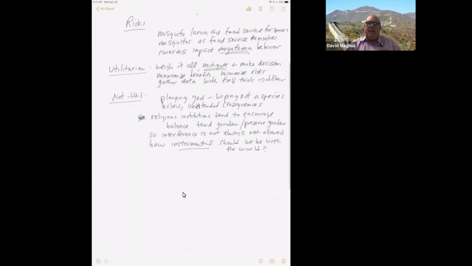So does wiping out a species cross the boundary to be unbalanced? Is there an intrinsic value to species? Those are all non-utilitarian kinds of considerations. There are other non-consequential or non-utilitarian considerations as well, particularly for open field trials.